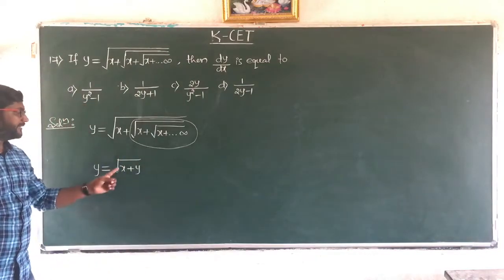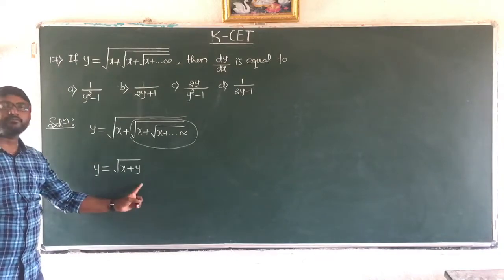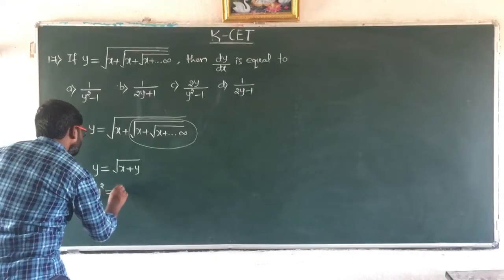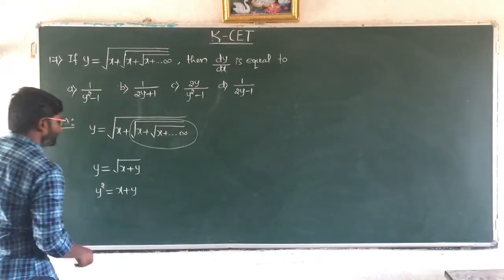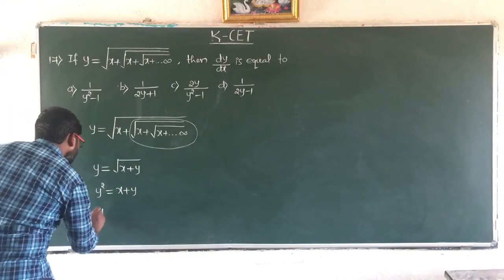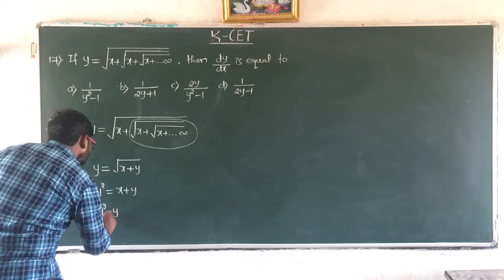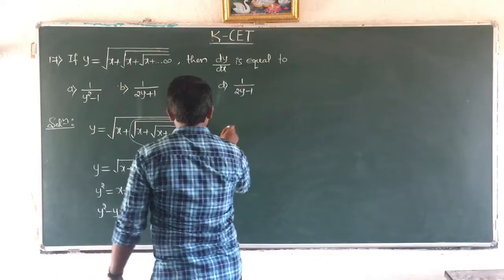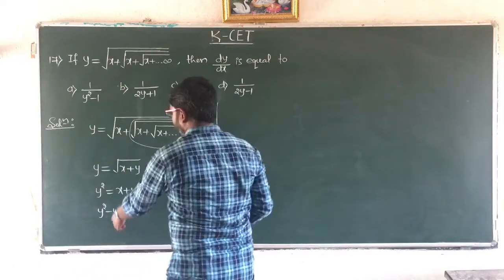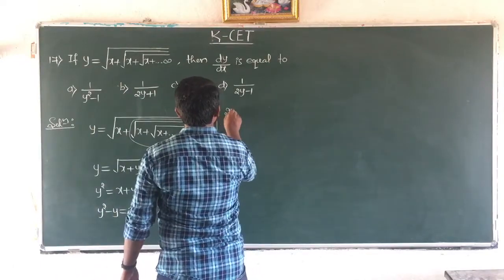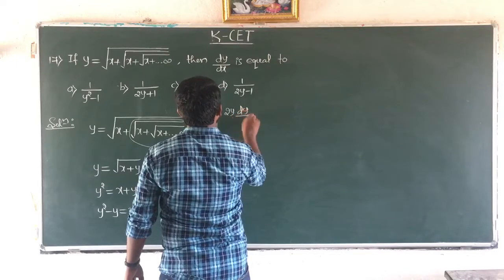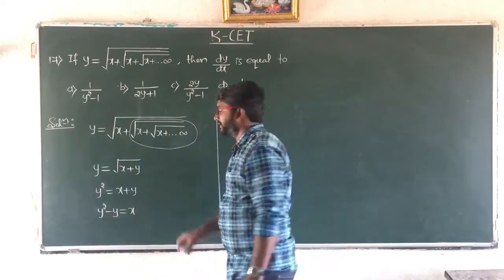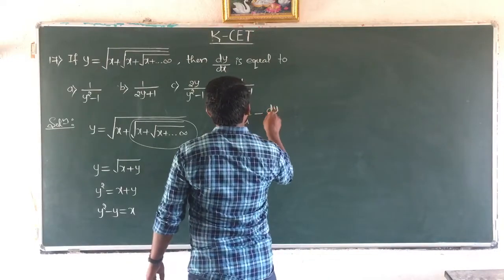In order to eliminate the square root, we have to square on both sides. We get y square is equal to x plus y. So now take y to the LHS. We get y square minus y is equal to x. So now see here. Now differentiate with respect to x. We get 2y dy by dx minus, what is the derivative of y? It is dy by dx.